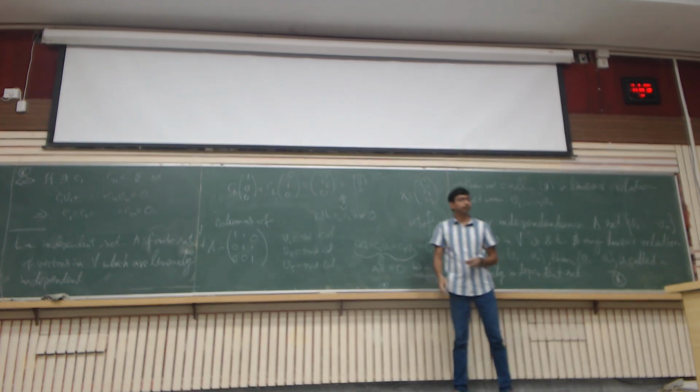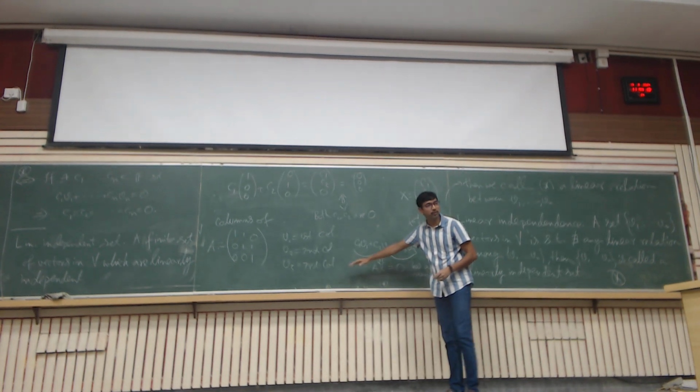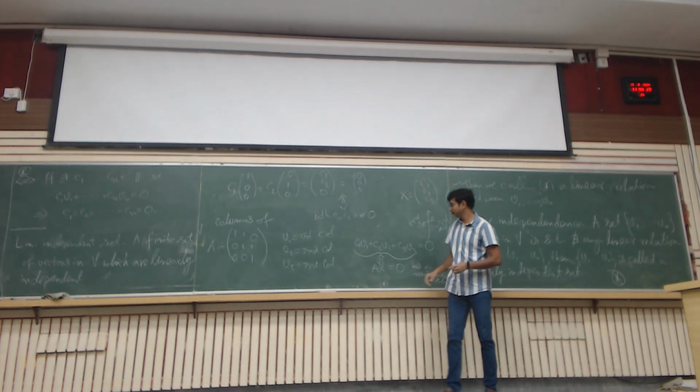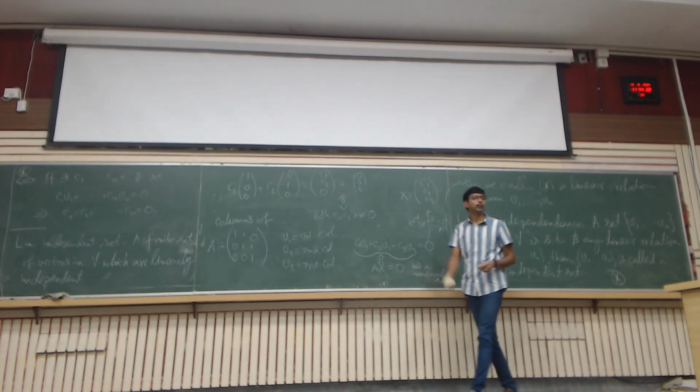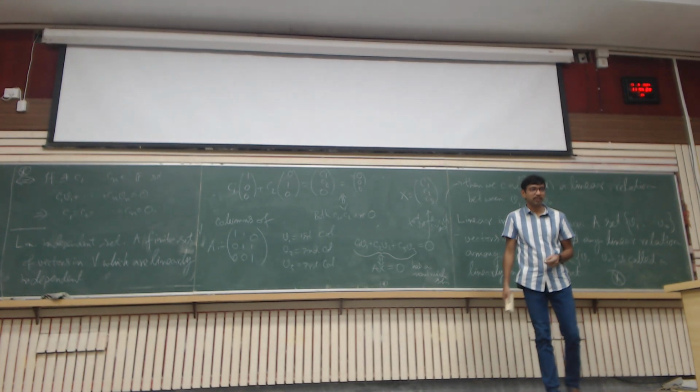So this would work for rows also, no? Exactly. Instead of taking A x equal to 0, you will take the transpose of this. Then it will be x A equal to 0. Yes, then if you take the transpose, it is A transpose x equal to 0. That's also fine.